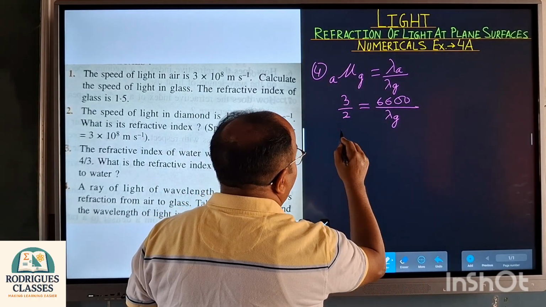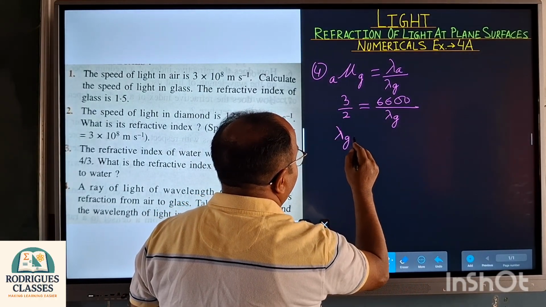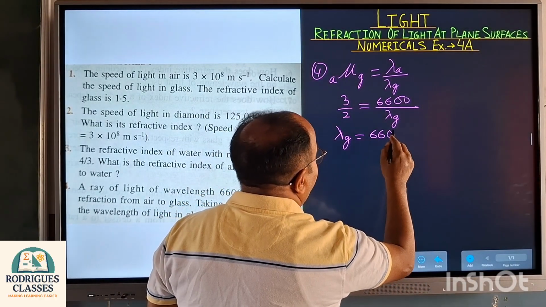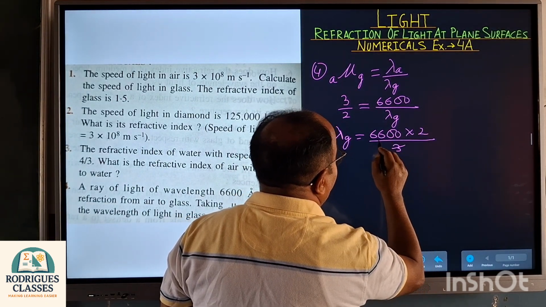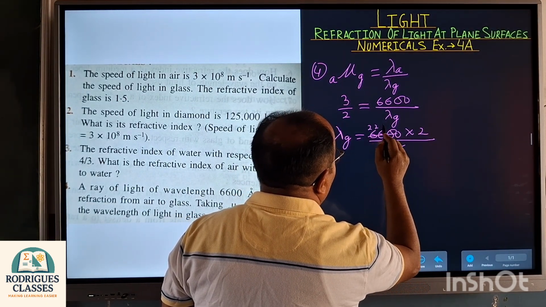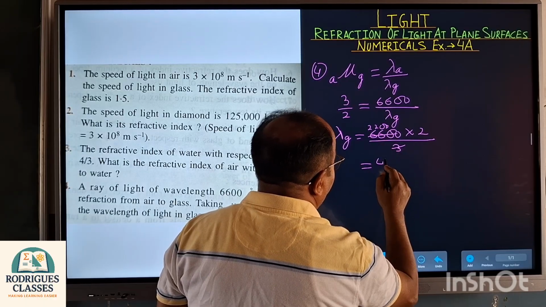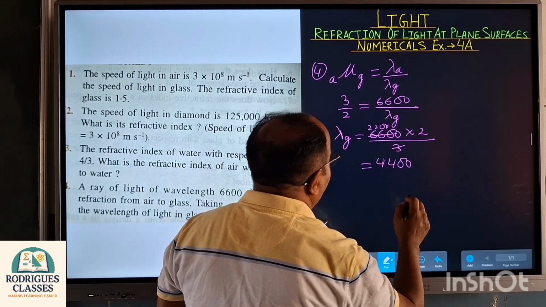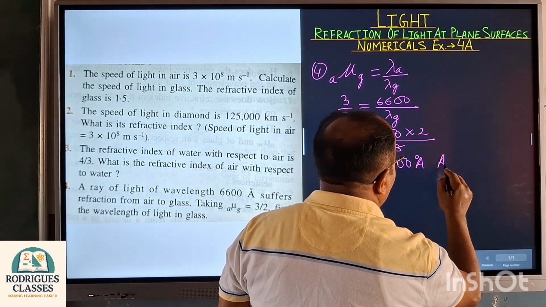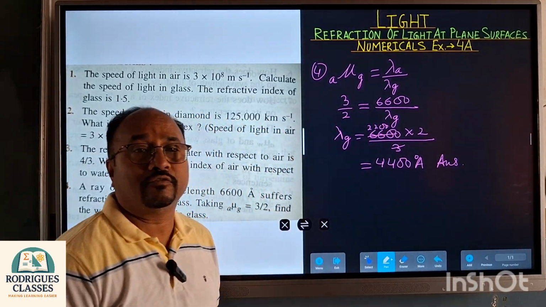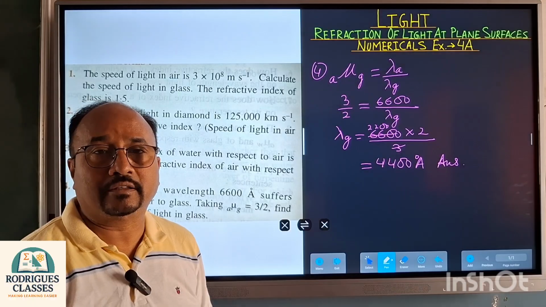So wavelength in glass will come here. 6600 into 2 by 3. 3 will cancel here. 2200, so you get 4400 angstrom as the wavelength of that light in glass.